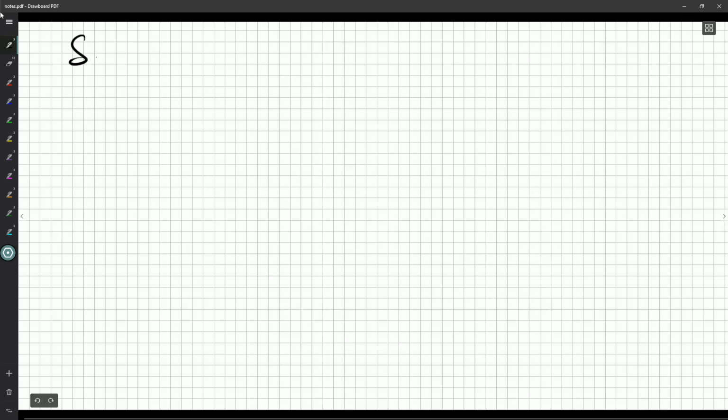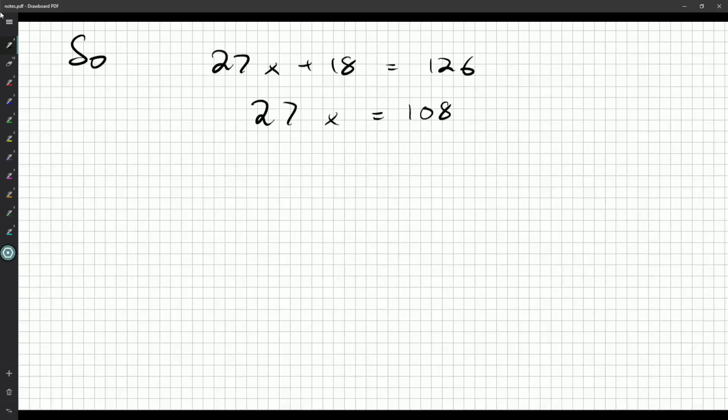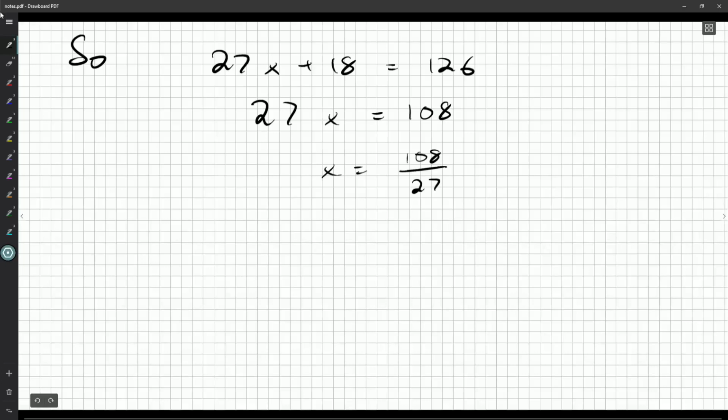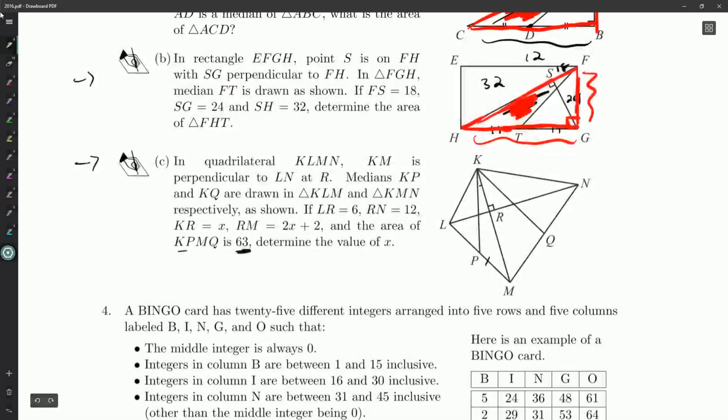So what are we allowed to conclude? 27x plus 18 is 126. Now I can figure out what x is. 27x, subtract 18 from both sides, we'll get 108. And 108 is a multiple of 27. We can even do this without our calculator if we want to. So x is equal to 108 divided by 27, and that is 4. Okay, so x is equal to 4, and I think that is all we were asked for. Determine the value of x.